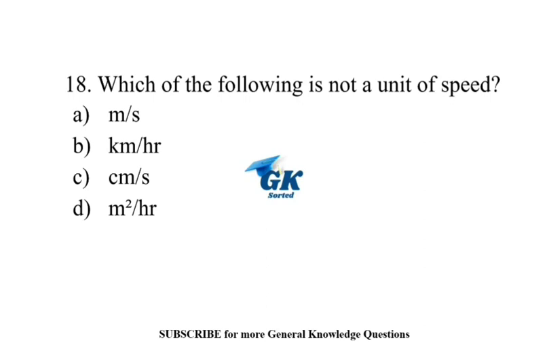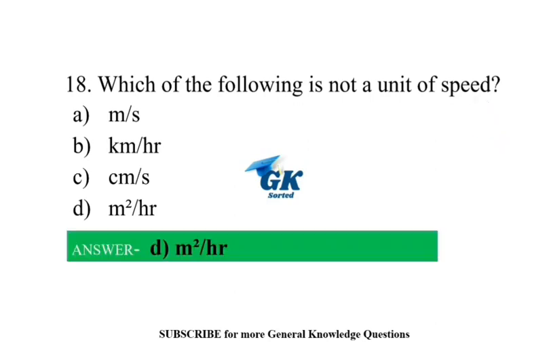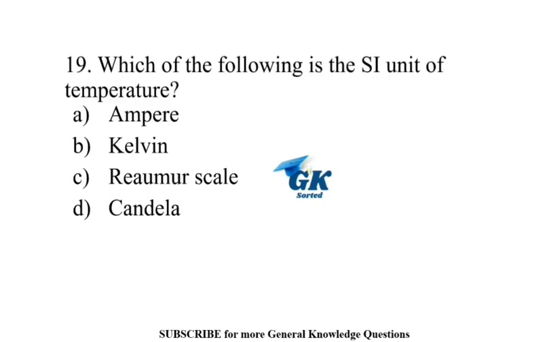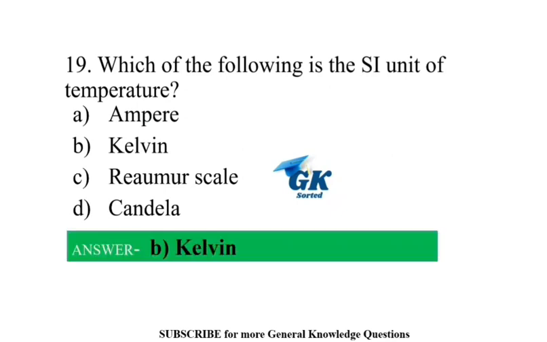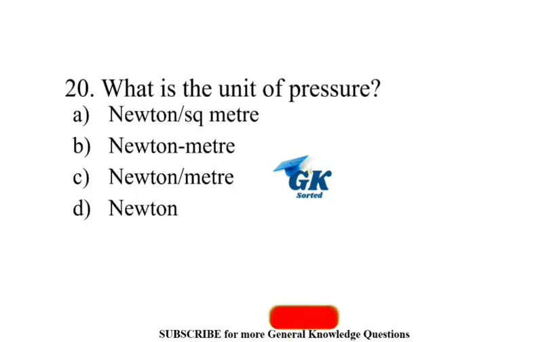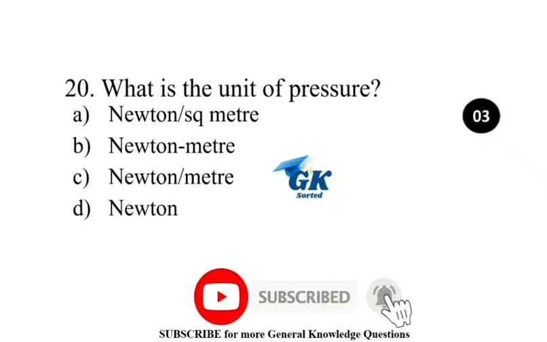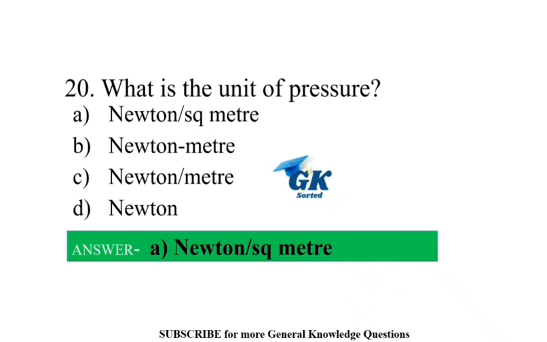Which of the following is not a unit of speed? Meter square per hour. Which of the following is the SI unit of temperature? Kelvin. What is the unit of pressure? Newton per square meter.